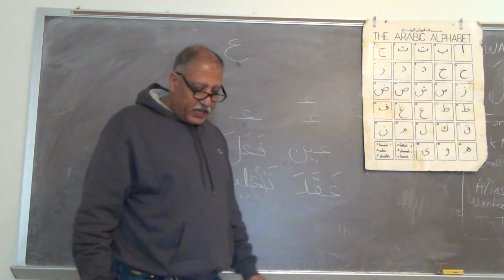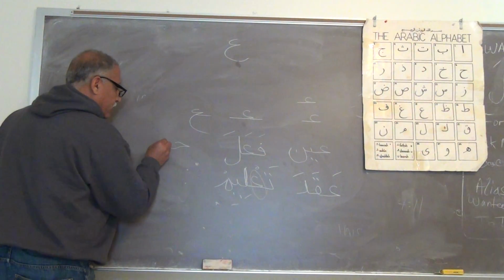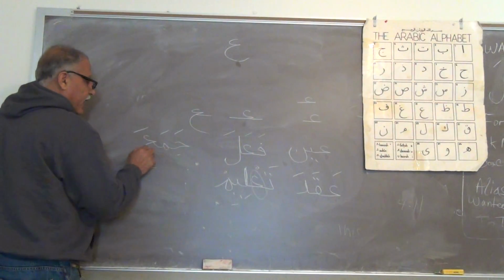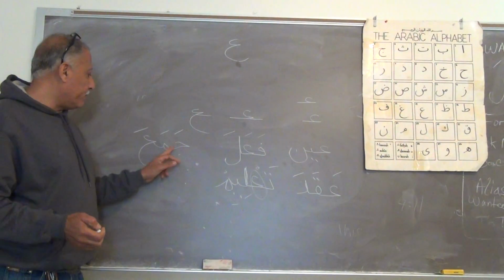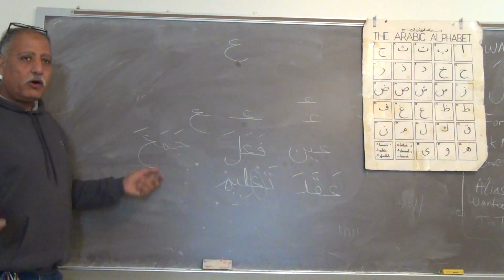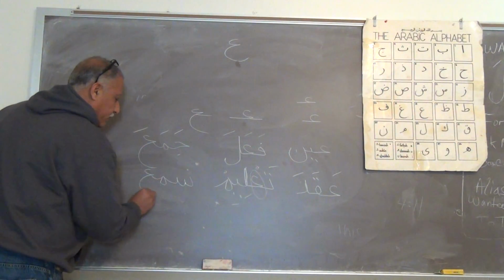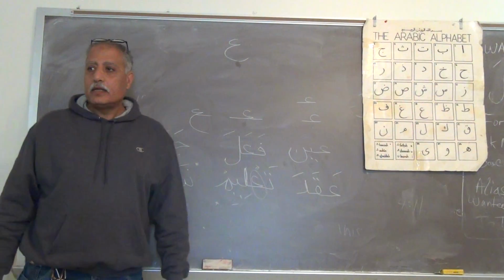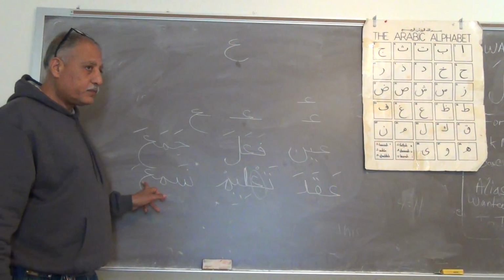Then حرف العين when it's coming at the end of the word, like جمع, جماعة, to collect something. جماعة: حرف الجيم، حرف الميم، حرف العين. Or سمع, to hear something. So this is how حرف العين is going to show in the word.